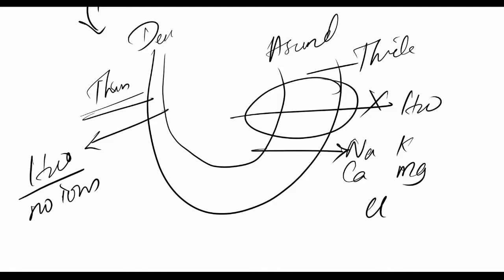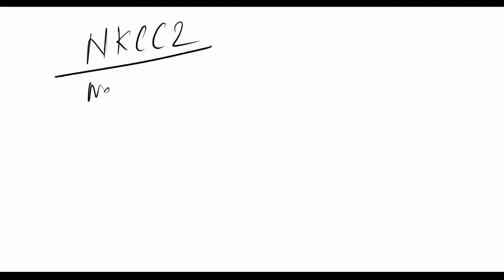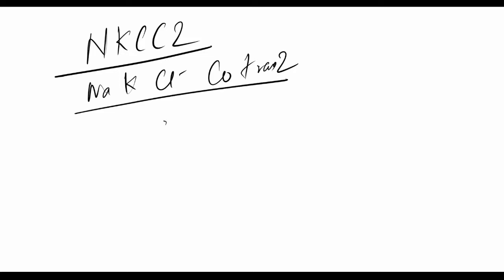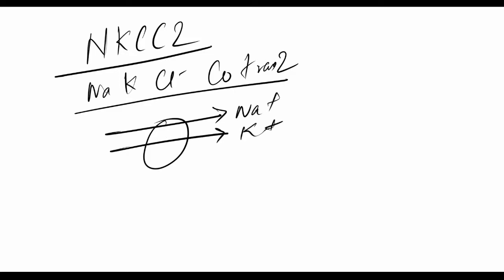Now specifically where these drugs are going to be acting is going to be the NKCC2, that is the sodium potassium chloride cotransporter 2. It's the cotransporter which allows the entry of one sodium ion and one potassium ion, and to balance the two positive charges it's going to take in two chloride ions. That's as simple as it gets.